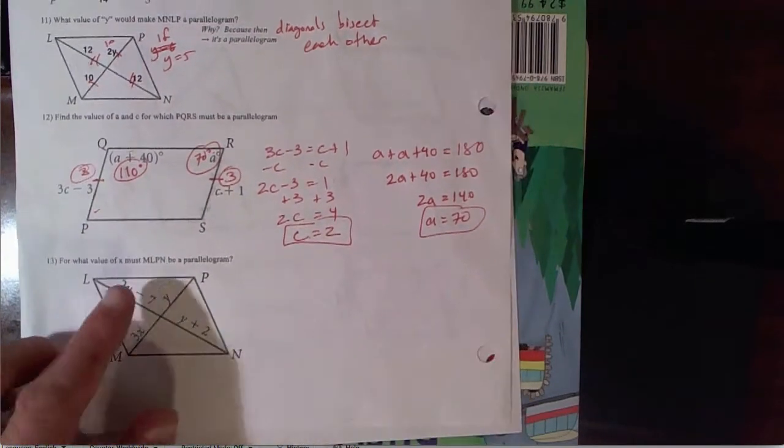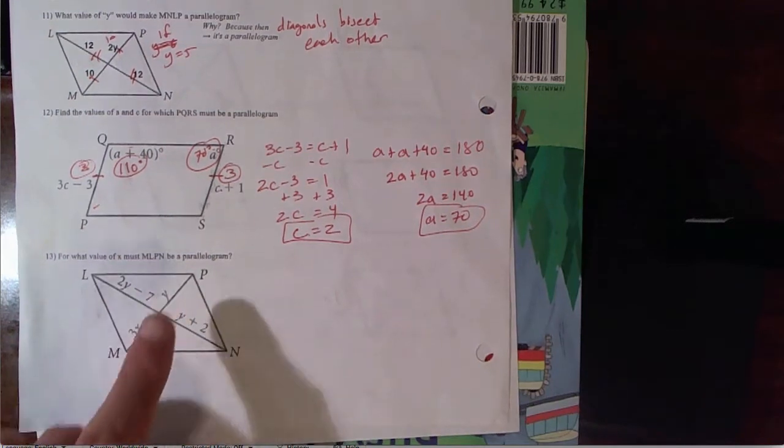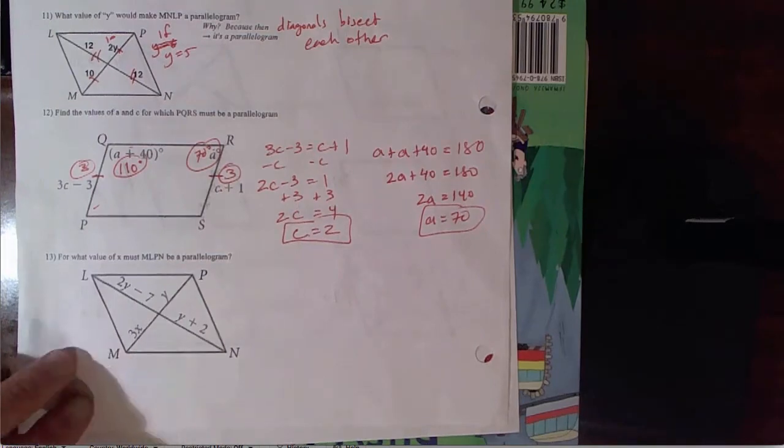All right, to finish up, try to figure out yourself what values of x would make this a parallelogram. It looks like we've got different variables here, but I think you can work with that. So try that problem on your own.